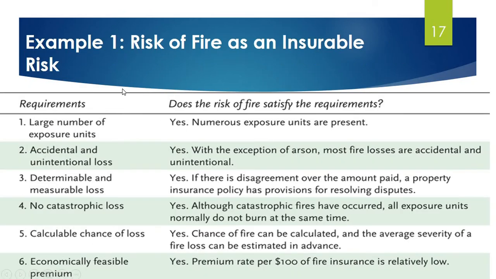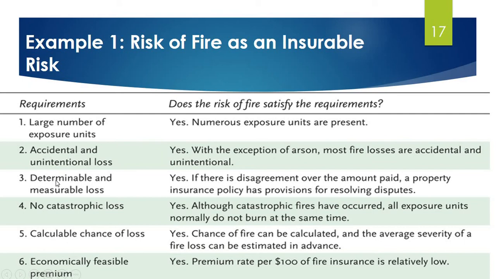So based on the 6 characteristics of an insurable risk, risks of fire insurance can be covered. Risk of fire is an insurable risk because it covers the first characteristic, that means a large number of exposure units. Definitely fire should be accidental and unintentional.